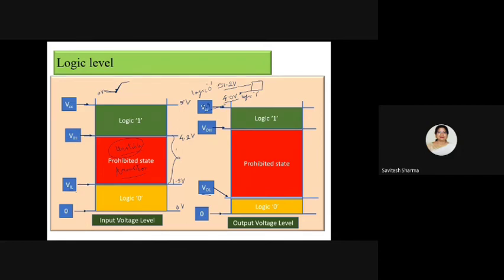The maximum logic 0 level. This is the minimum logic 1 voltage level. Same here, I am showing you the output, L, O for output, L for low. So this is the maximum output voltage level for logic 0. This is the minimum output voltage level for logic 1. Clear? So this is the way of representation.